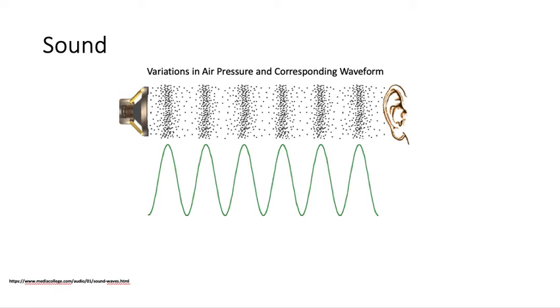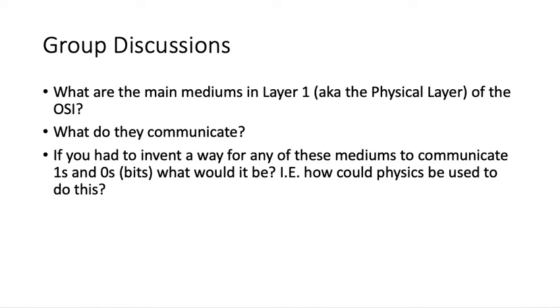Here's a representation of how sound waves and changes in pressure can be put into a wave, which could also then be used to transfer information, and a representation of a 1 and a 0. So you should take a moment to pause this video if you haven't already done this before as a group, and talk about what are the different types of media that I just talked about, how they communicate, and then consider how they transfer 1s and 0s.